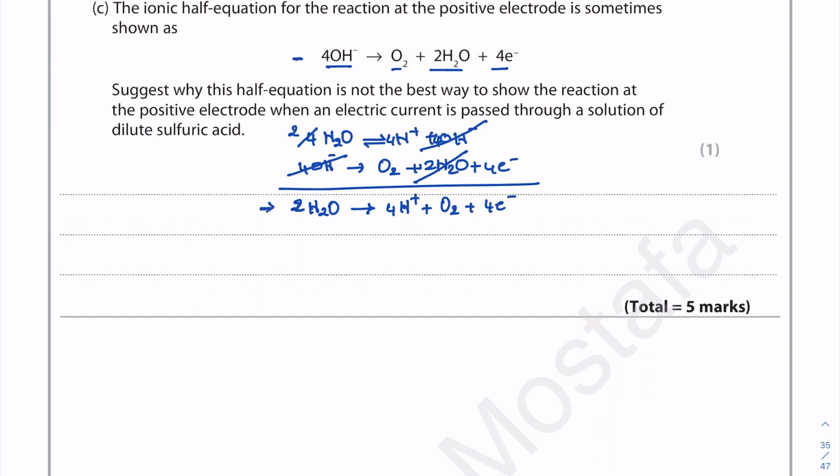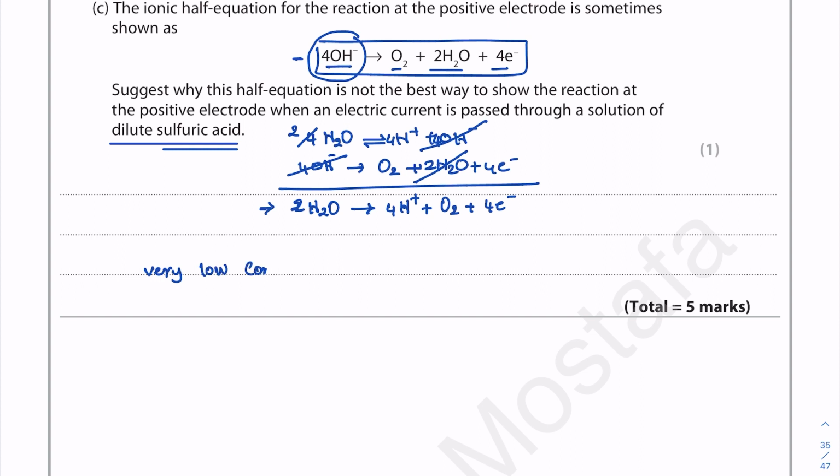هو دي يقصد الطريقة المناسبة. ليه اللي فوق دي بقى مش مناسبة وليه اللي تحت هي المناسبة؟ اللي فوق فيها هيدروكسيد اين. ازاي هيدروكسيد اين في وسط سلفيريك اسيد؟ ده اسيد يعني المفروض ان هو فيه هيدروجين اينز، يعني تركيز الهيدروكسيد اين هيبقى very low عشان ده سلفيريك اسيد. عشان كده هي دي الطريقة مش مناسبة. يبقى هنا الإجابة هتكون: very low concentration of hydroxide ion in diluted sulfuric acid.